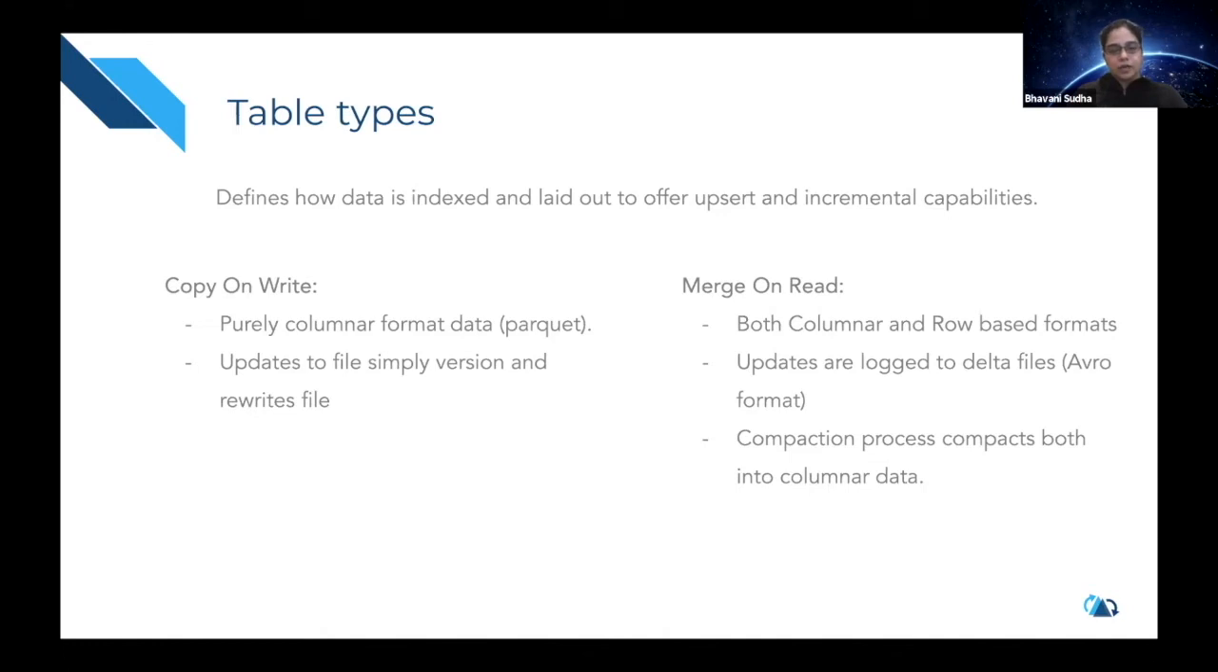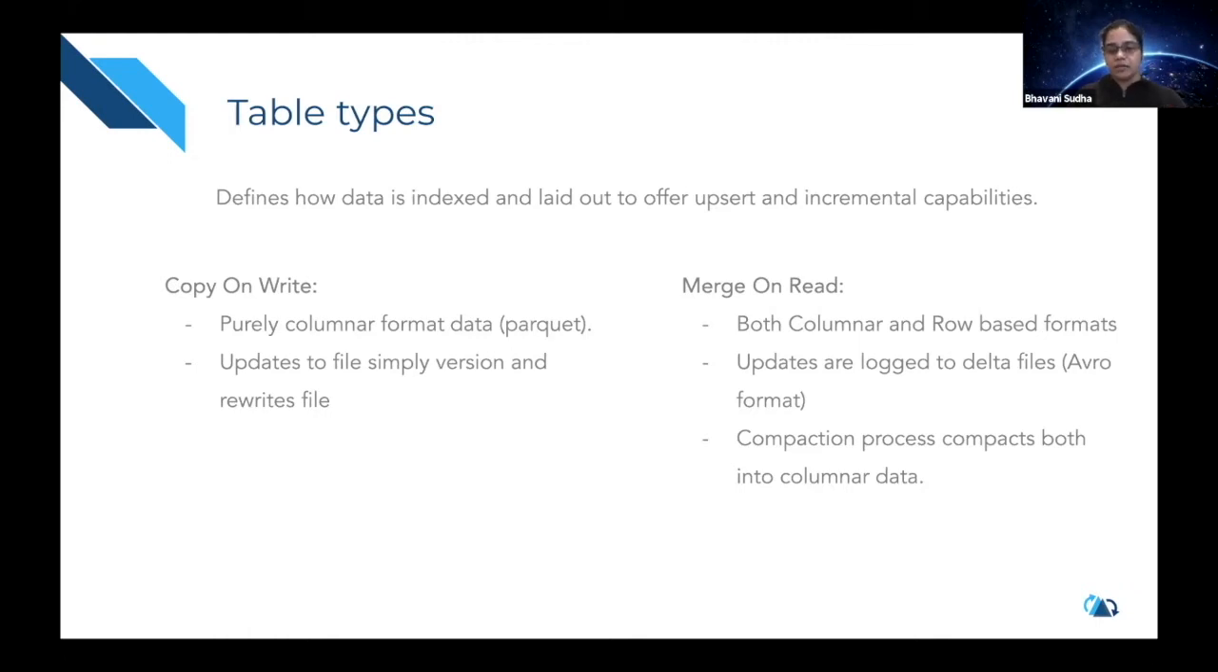Cool. So really, table types define how data is indexed and laid out. There are two main table types, copy on write and merge on read. Copy on write is purely columnar formatted data, Parquet. What happens in copy on write is inserts are neatly packed into new files, whereas if there are updates to the already existing files, the records in those files are simply versioned and rewritten. That's what happens in a copy on write update.